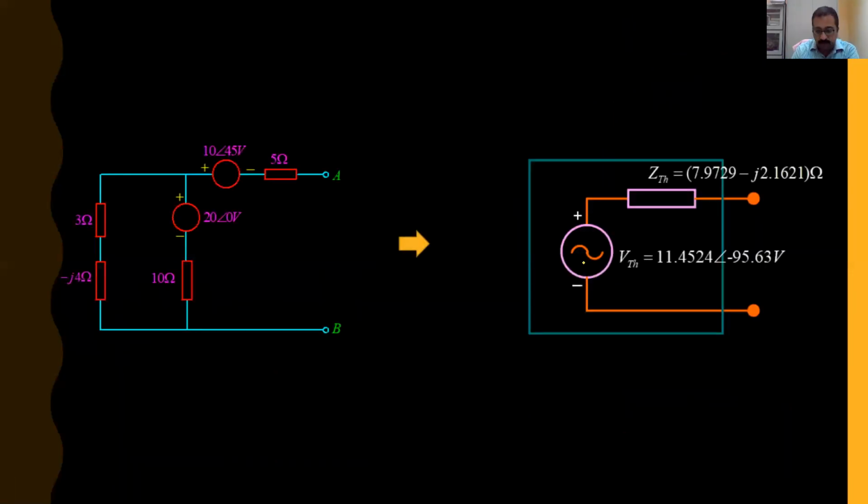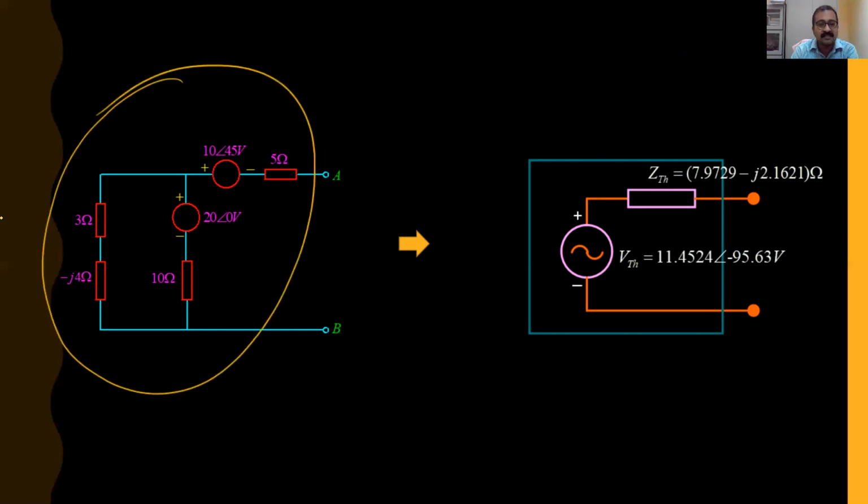Thevenin equivalent consists of Thevenin voltage VTH in series with a Thevenin impedance ZTH. So this network has been converted into a practical voltage source, wherein we have a voltage source VTH in series with an impedance ZTH. This is how we can convert a network into a practical voltage source using Thevenin's theorem. One more example.